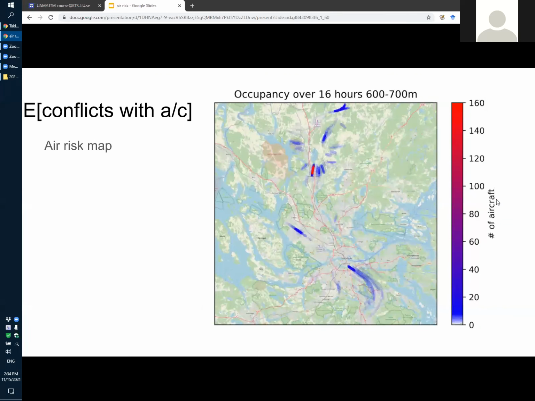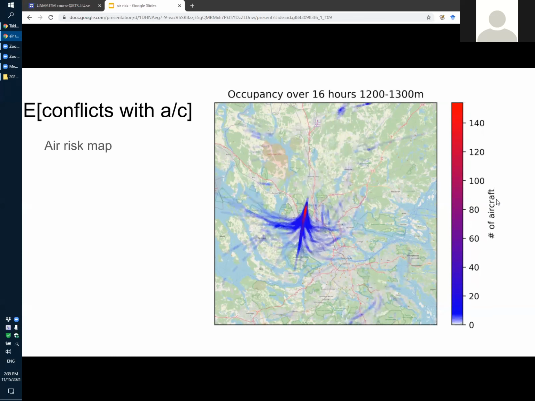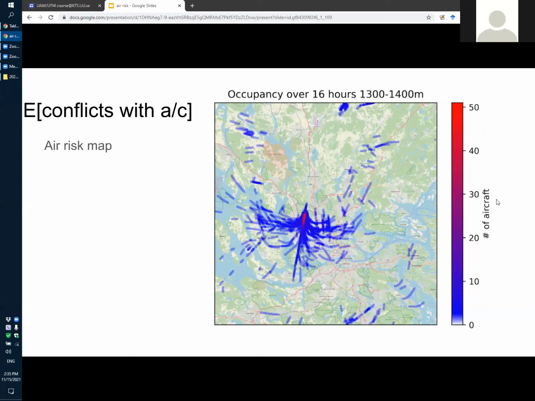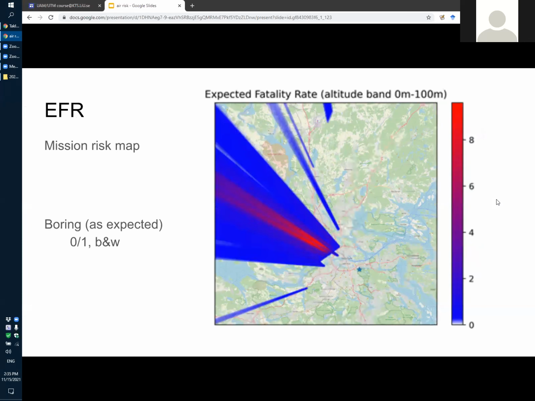And again, you can see how they're kind of flying farther and farther away from the airports, giving you different kinds of available airspace at different altitudes. So that's the occupancy, that's where the aircraft fly. And then again, the mission risk map, still the same idea, flying out of this star, of this hospital, where you can and where you cannot fly.